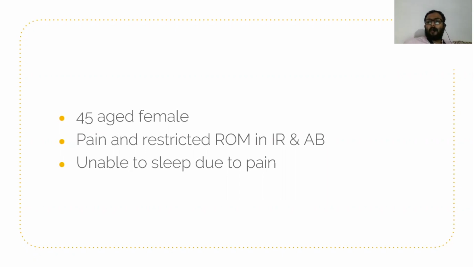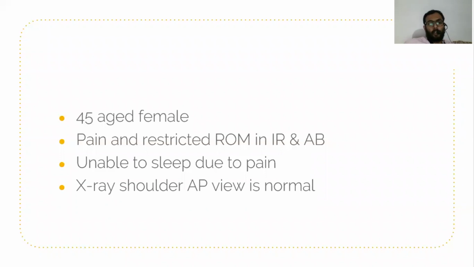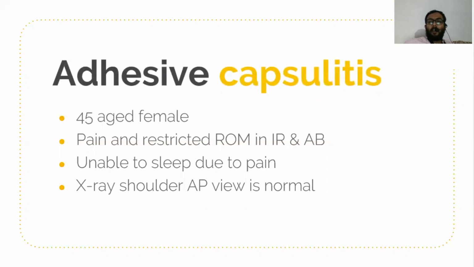In the second phase, she felt difficulty in abduction. And after 2-3 weeks of pain on the movements, that is internal rotation and abduction, she started having pain at night and was unable to sleep due to pain whenever she rolls over and when she sleeps on the affected shoulder. X-ray shoulder AP view is normal and the provisional diagnosis is adhesive capsulitis.